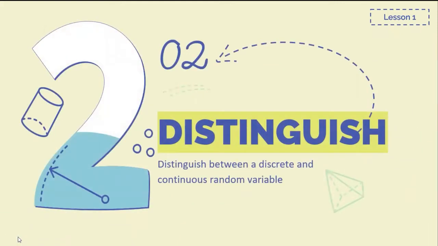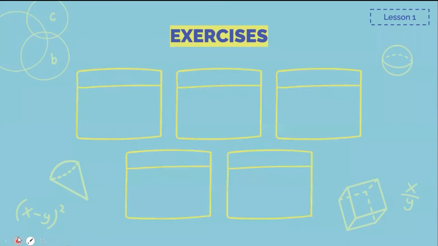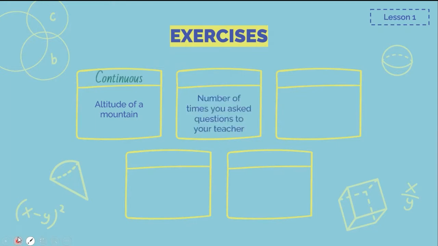Let's have these exercises. Tell whether each random variable is discrete or continuous. Number 1. Altitude of a mountain. The correct answer is continuous. Number 2. Number of times you ask questions to your teacher. If your answer is discrete random variable, then you're correct. Third, thickness of a book. The answer is continuous random variable.